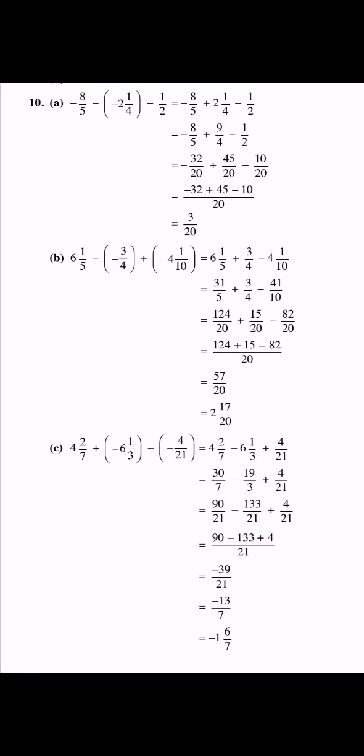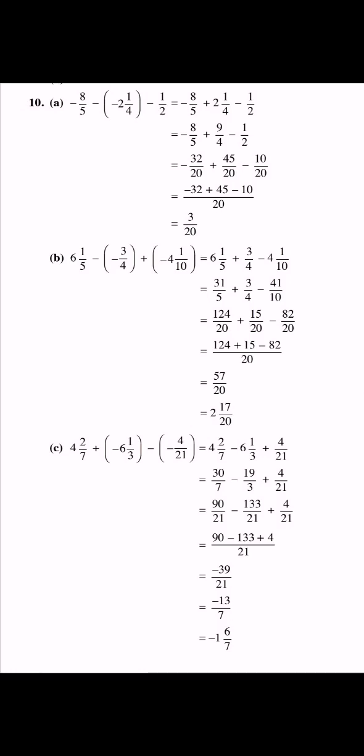And after simplification, it will become minus 32 divided by 20 plus 45 divided by 20 minus 10 divided by 20. From here we can easily see that the denominators of all three terms are the same, so we write it at once and simply add the numerators, and it will become minus 32 plus 45 minus 10, and after simplification it gives us the answer 3 divided by 20, which is our required answer.